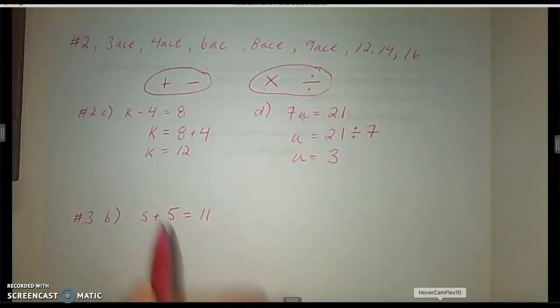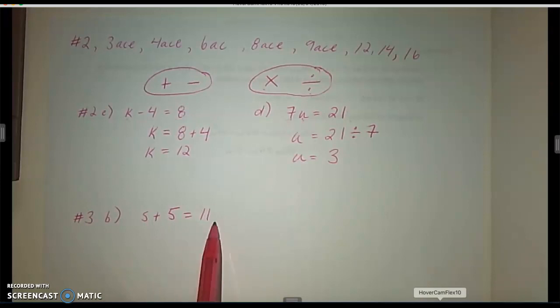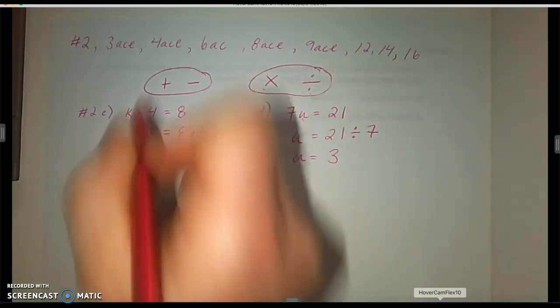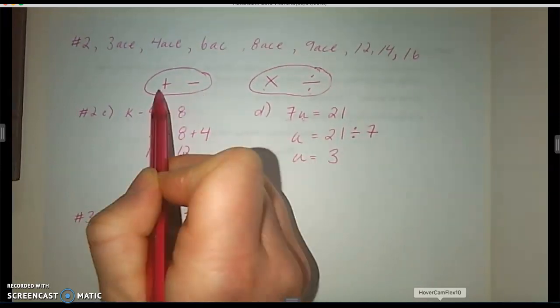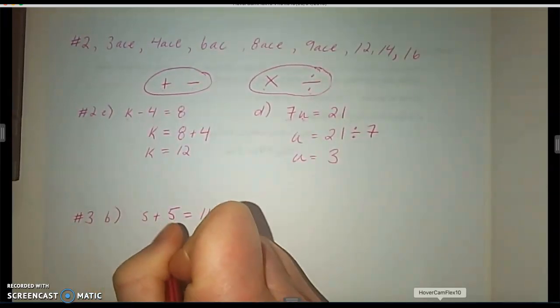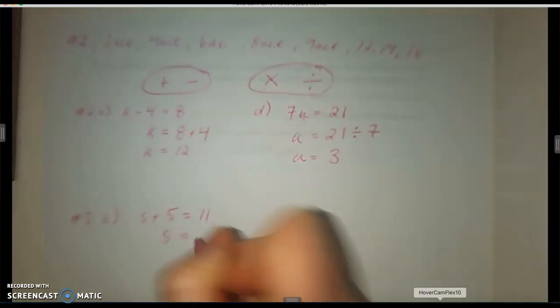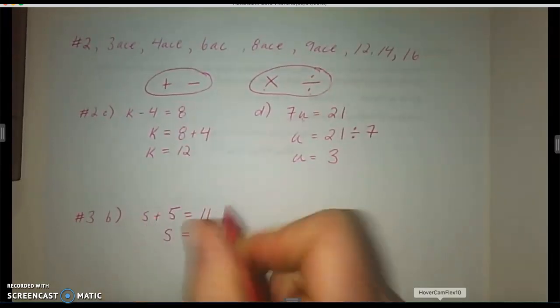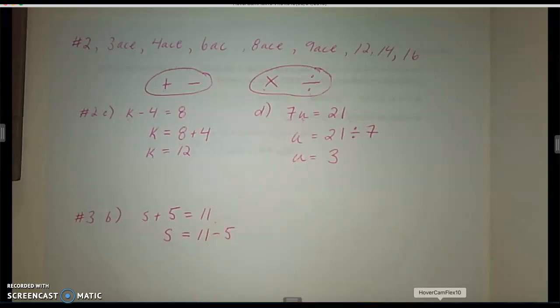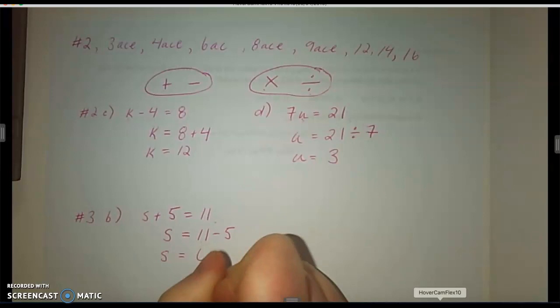Okay, so I've got some number plus 5 equals 11. I'm adding, okay, which the inverse of adding is subtracting. So I'm going to keep my S where it is. And then I'm going to do the opposite or the inverse of plus 5 on the other side. That's minus 5. So then 11 minus 5, that's 6.